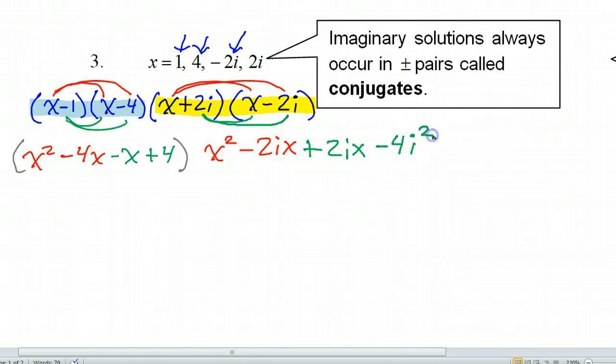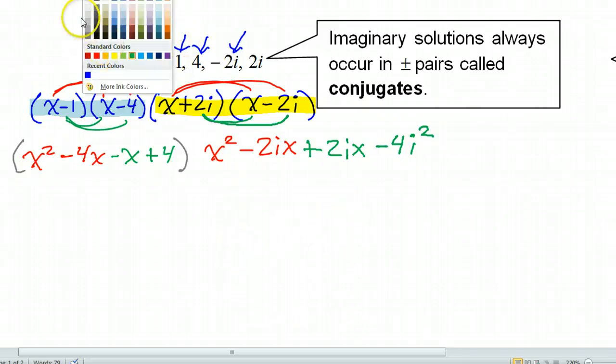4i squared. Watch out. i squared. What did I say i squared equals? So it's just 4. Not 1, but negative 1. So that's going to change signs, okay? So you multiply? It's just 4. So let me show you.